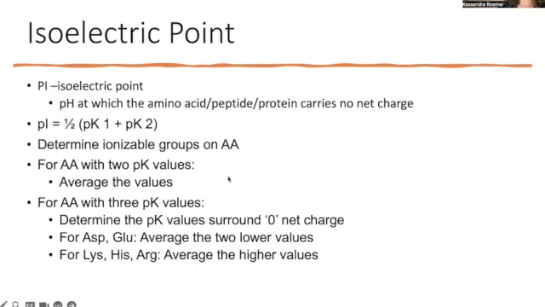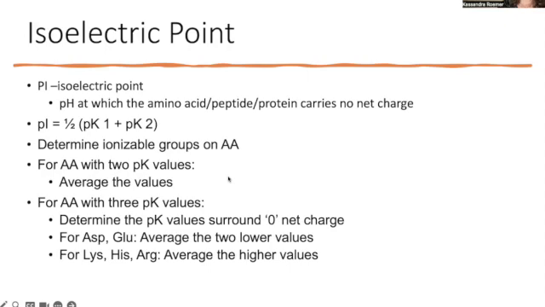So what I do is I take the pK values that surround the 0 net charge. Obviously, this depends on a given pH value, so make sure you take that into account. You figure out what the 0 net charge would be, which pK values surround that 0 net charge. You add those two pK values together and divide by 2, and that will give you the isoelectric point.